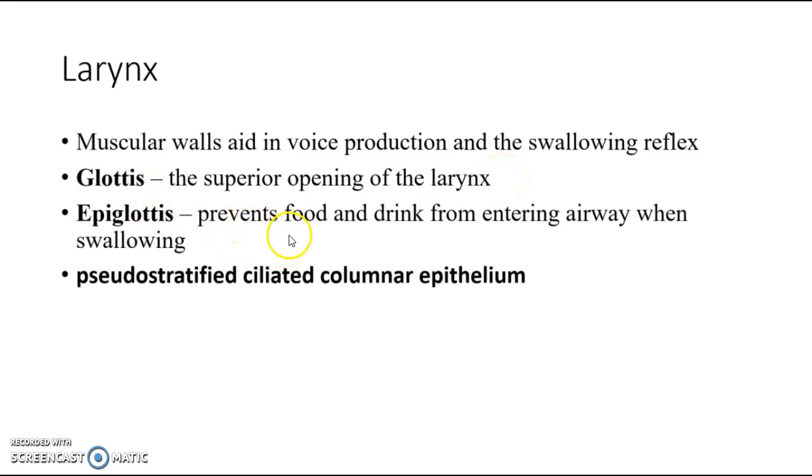The epiglottis prevents food and drink from entering the airway when you swallow. So when you swallow, the epiglottis closes over the top of the trachea so that food doesn't go down into your trachea, your bronchi, and your lungs, or beverage for that matter. Liquids don't go down that way either. And the lining of all of these parts includes that pseudostratified ciliated columnar epithelium that produces the mucus and has the cilia that move the mucus along to help keep foreign things out of the lungs.